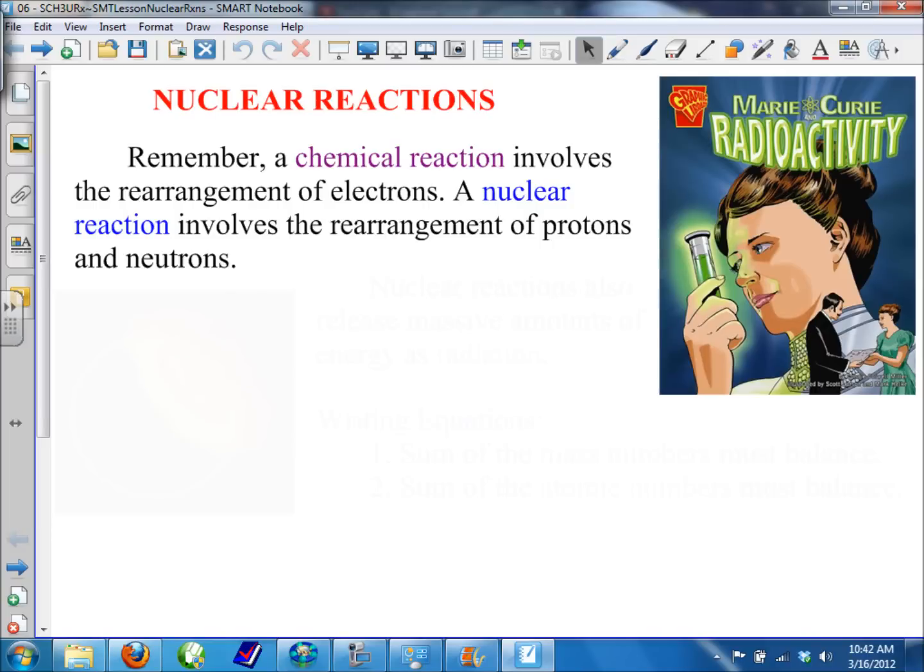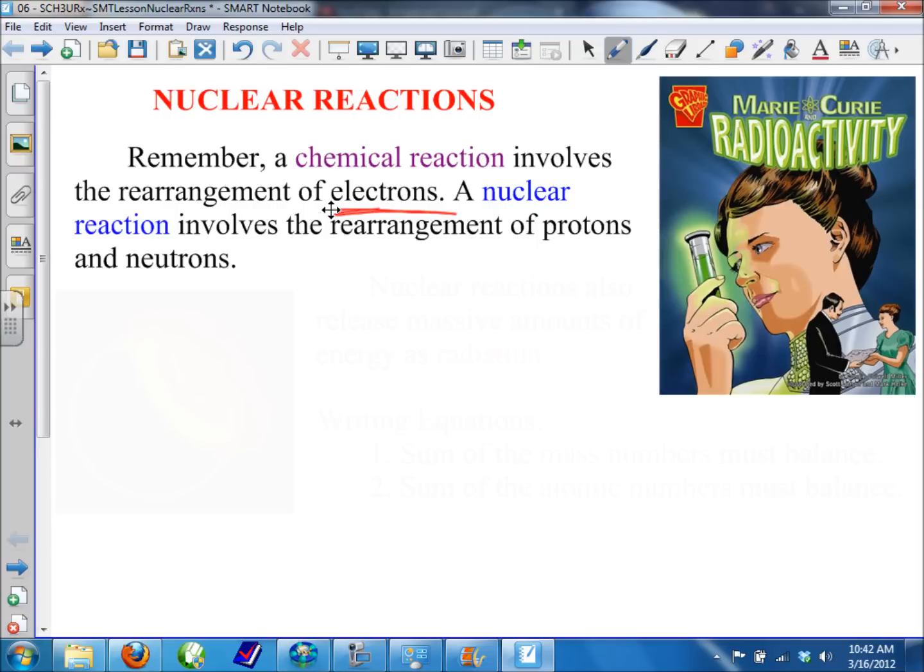The topic we're going to talk about today is nuclear reactions. Now, all the reactions we looked at in this course thus far have been chemical reactions. Chemical reactions involve the rearrangements of electrons. It's that movement of electrons that creates the new compounds or breaks the compounds apart.